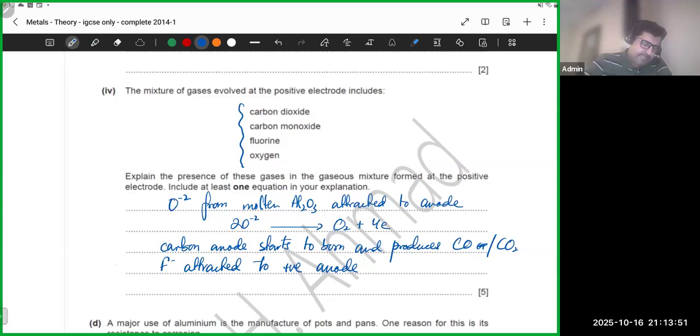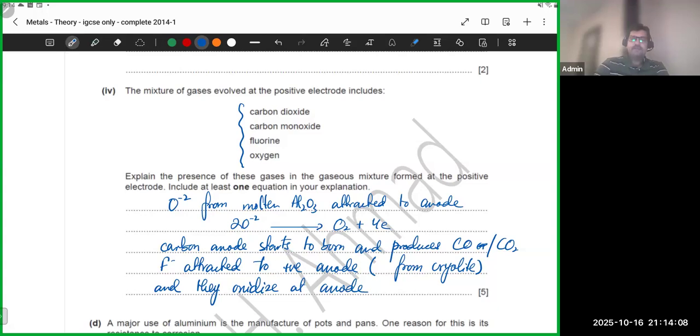And that's from cryolite. Cryolite has F-1 ions, and they also get oxidized. They come and lose electrons to the positive anode and form fluorine gas. Okay, just be brief and to the point.